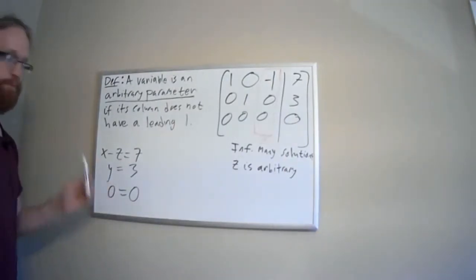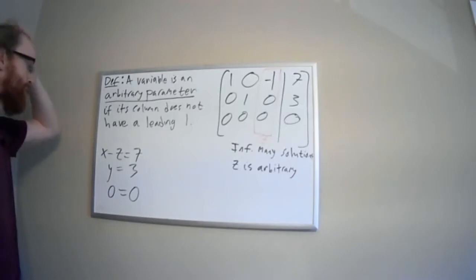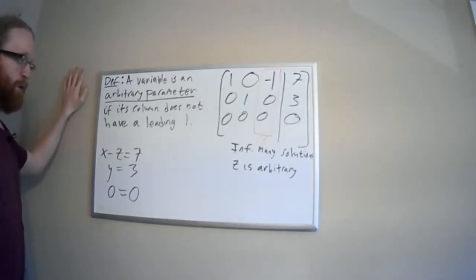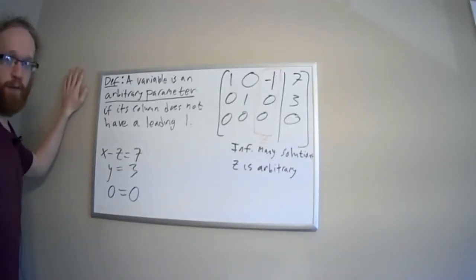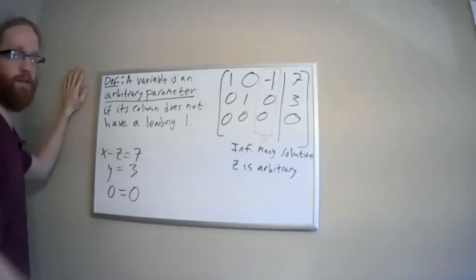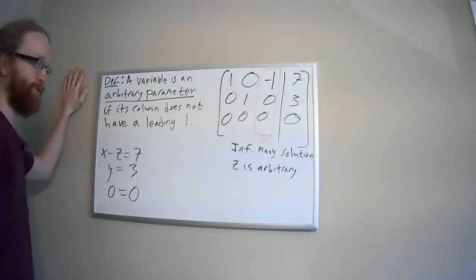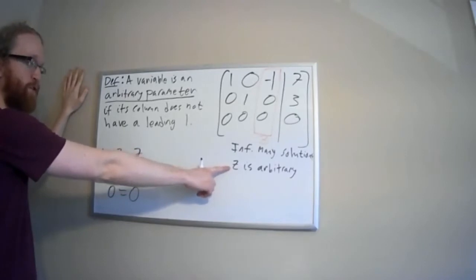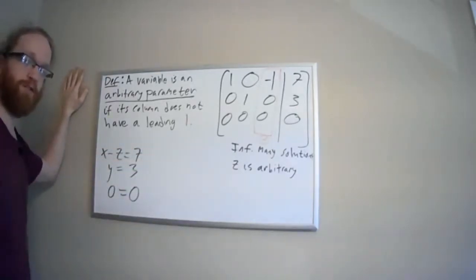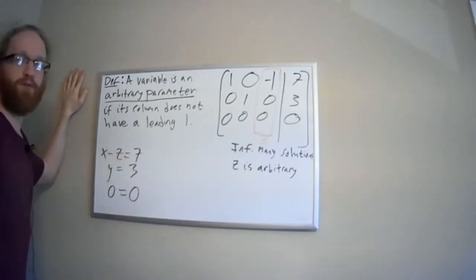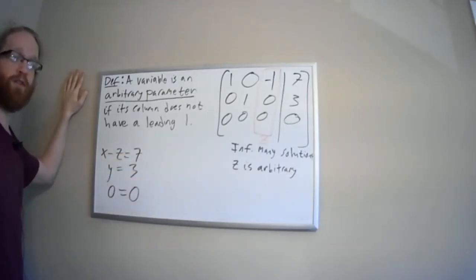Great. What does that mean? Why do we call it arbitrary parameter? Well, basically what it means is that z can take any value that I want. If I pick any number for z, I will get a solution. So for every choice of value for z, you get a solution to this system of equations. This is why there's infinitely many solutions, because there are infinitely many numbers for me to choose from for z, and each one gives me a solution.